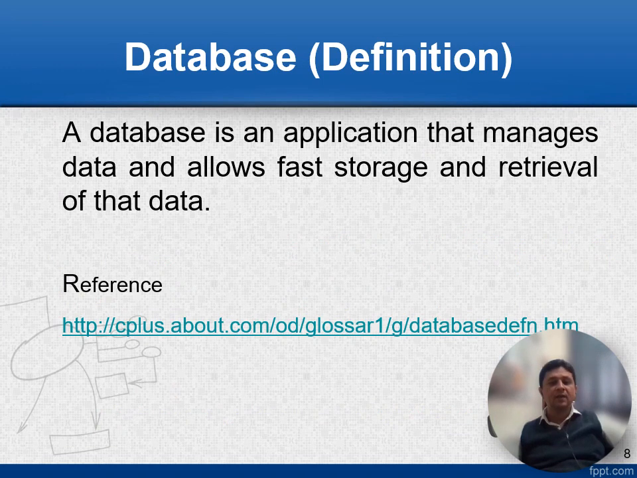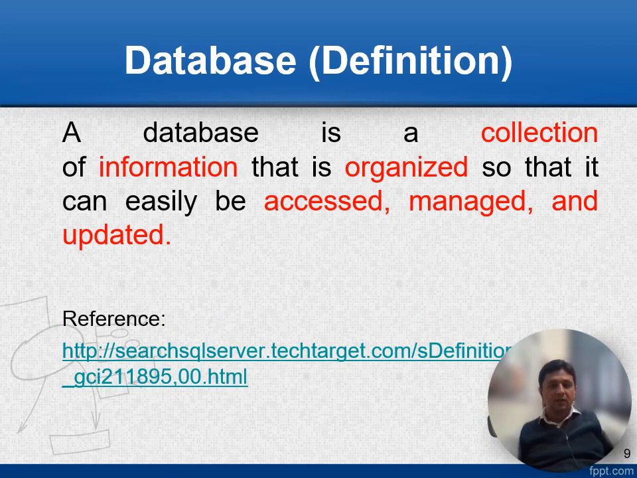Another definition is a database is an application that manages data and allows fast storage and retrieval of that data. Another definition is a database is a collection of information that is organized so that it can easily be accessed, managed, and updated. So the main points are collection. Another important point is information. Another important point is organized, so that the data can be easily accessed, managed, and updated.